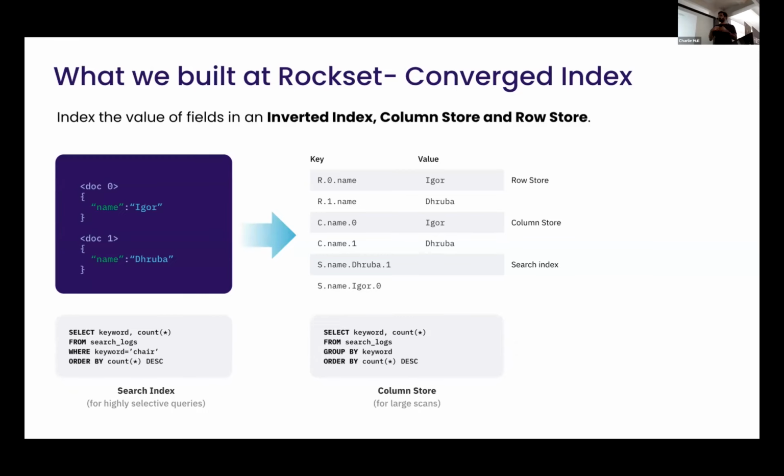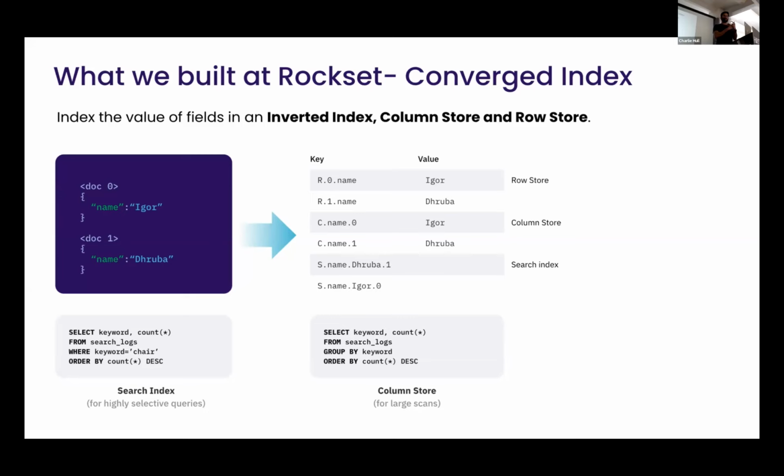So what we built in the form of a converged index is, given a document, we index it 3 ways. The first store is a row store, which is essentially a mapping from a doc ID to the contents of that document. So in this case, imagine you have documents just containing a field name. The row store will be r.0, the doc ID, followed by the name is this, r.1.name is this. Then the second store is called a column store, where essentially the doc IDs and the field IDs are reversed. So you have the name of doc ID 0, name of doc ID 1.